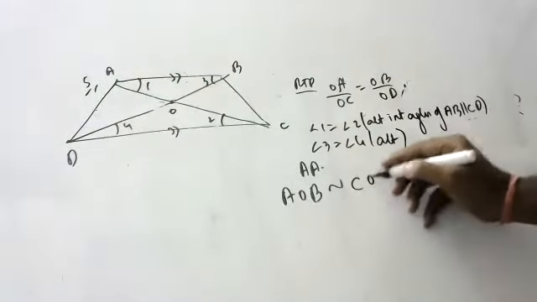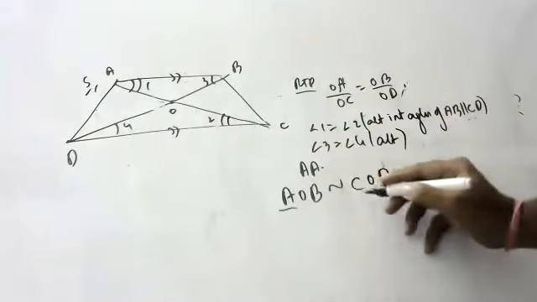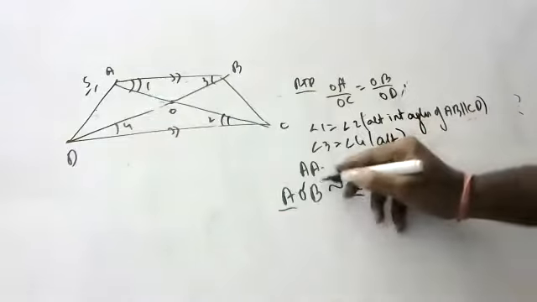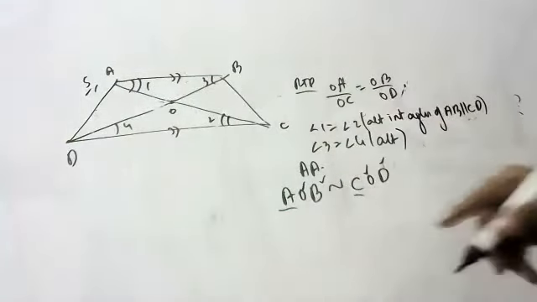COD. Don't write DOC. Some people will write DOC. Why COD? Because this angle and this angle are equal: A equals C, O equals O, B equals D. You should know this, children, when you are writing COD. Okay, AOB is similar to COD.